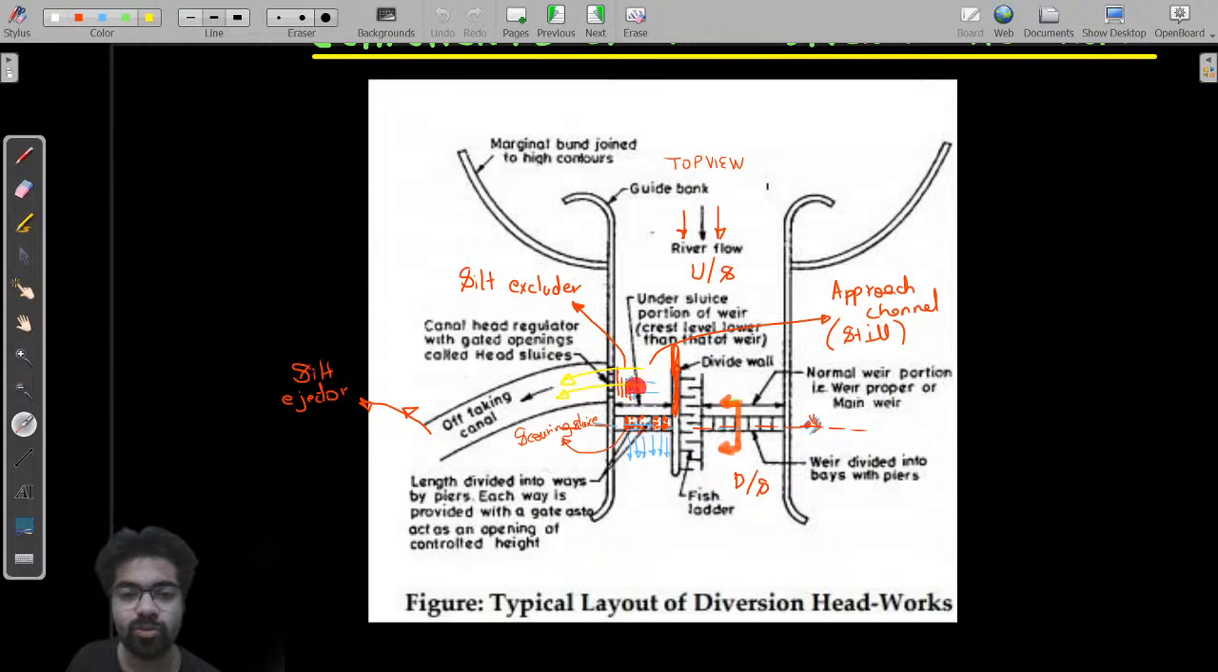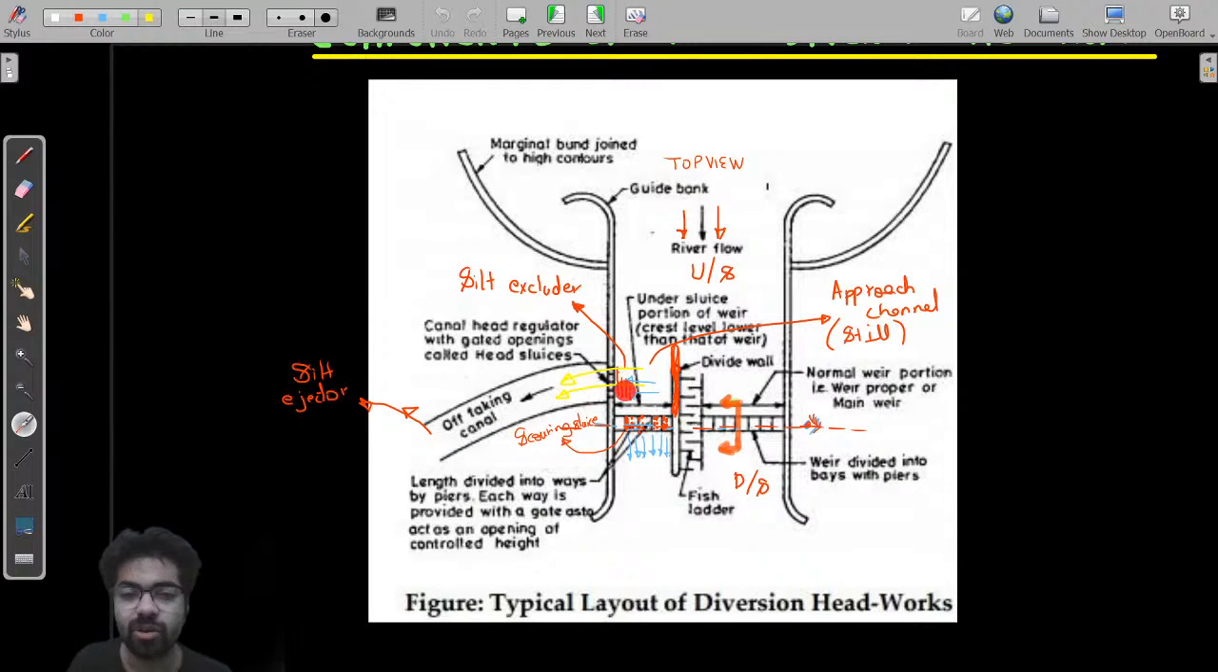In this channel too much silting takes place, and that silt is scoured off with the help of under sluices or scouring sluices, which are provided at the bottom of the weir, near the floor of the weir. From here all the silt gets scoured off and comes out on the downstream. This is the fish ladder, you all know, for ascending of fishes. Then this is your canal, which is off-taking.